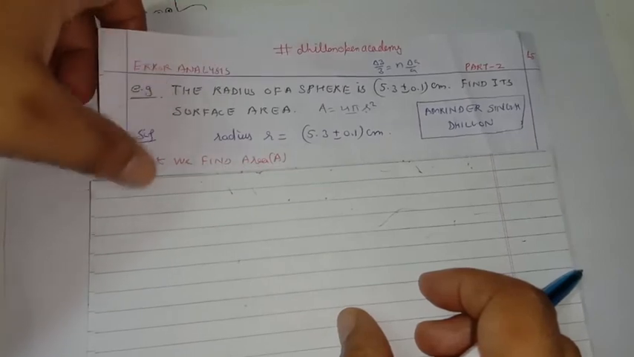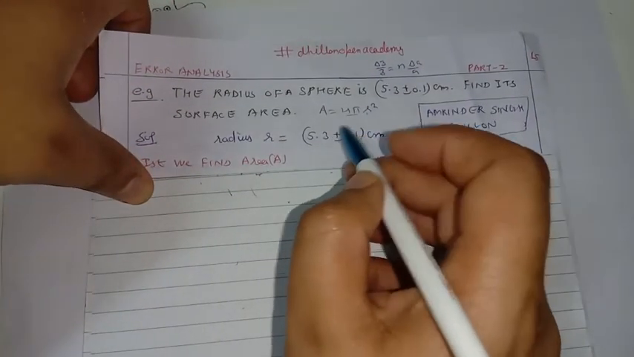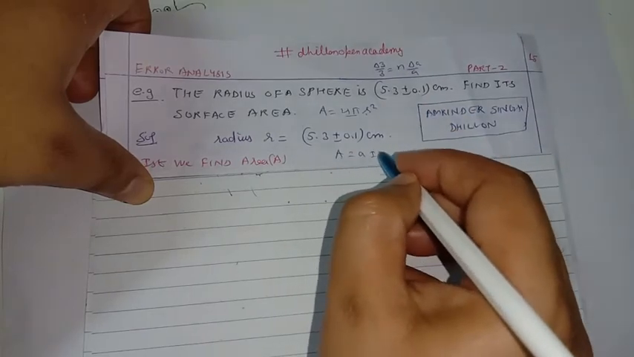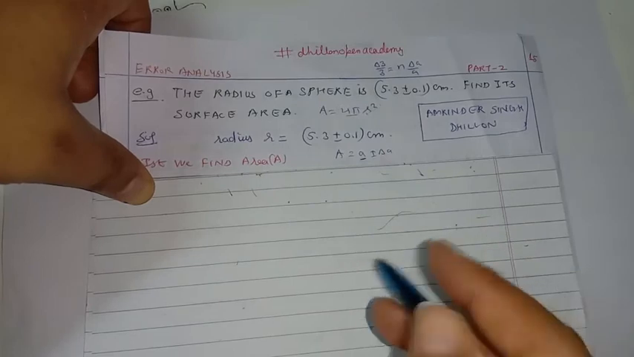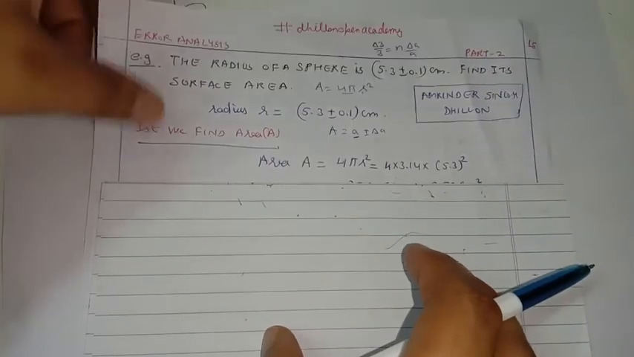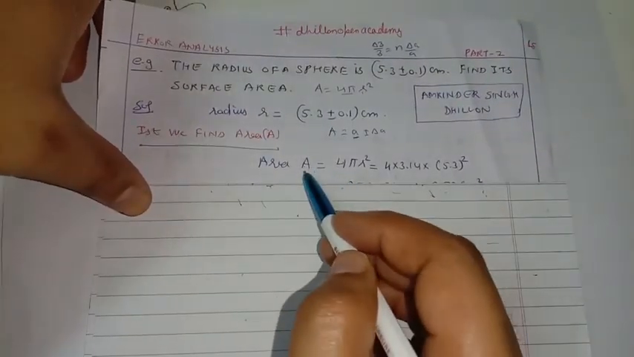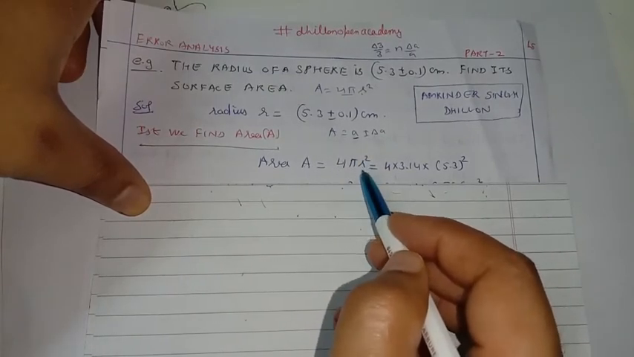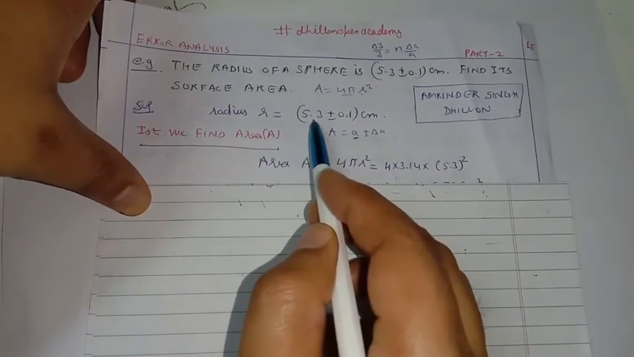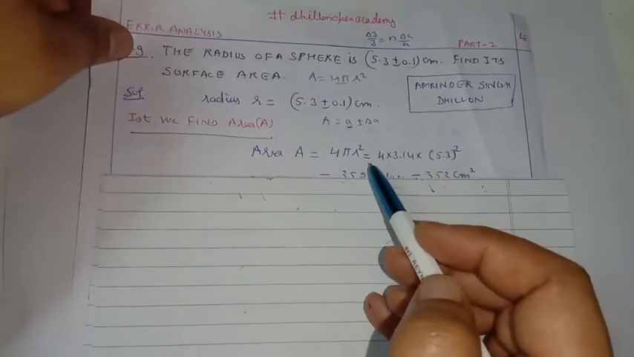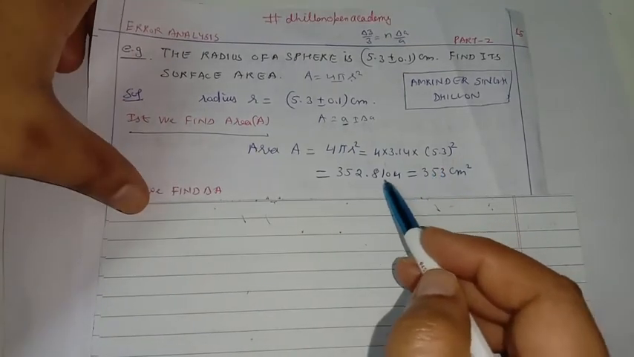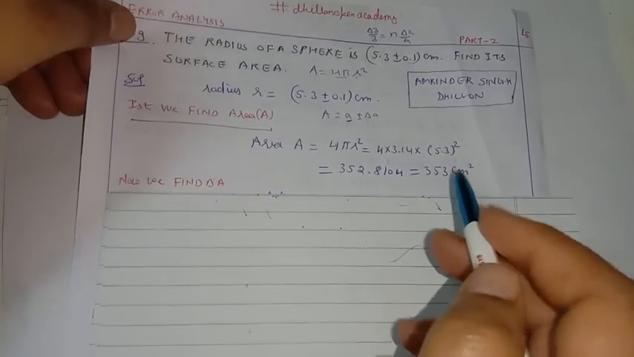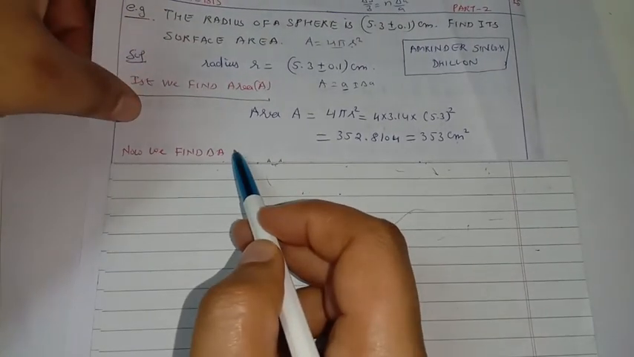First we have to find the area, because we again know that if R contains a delta R term, then the area can be written as A plus minus delta A. So first we will find A. Again, the same old method: the absolute part of the area is determined by applying the formula 4 pi r square, where we use only the absolute value of the radius, that is 5.3. Using this, the result we get after rounding off is 353 centimeter square.